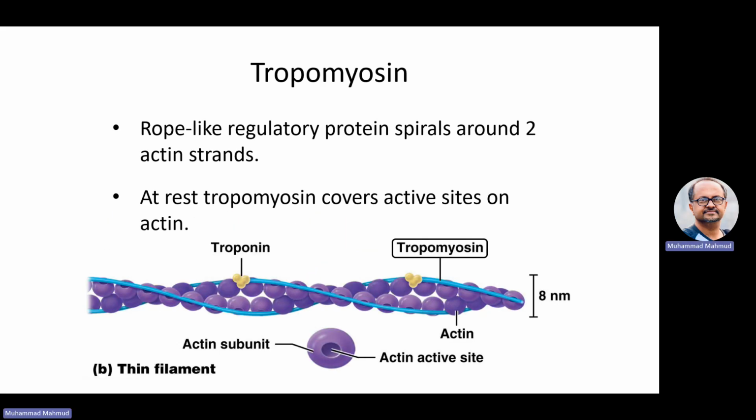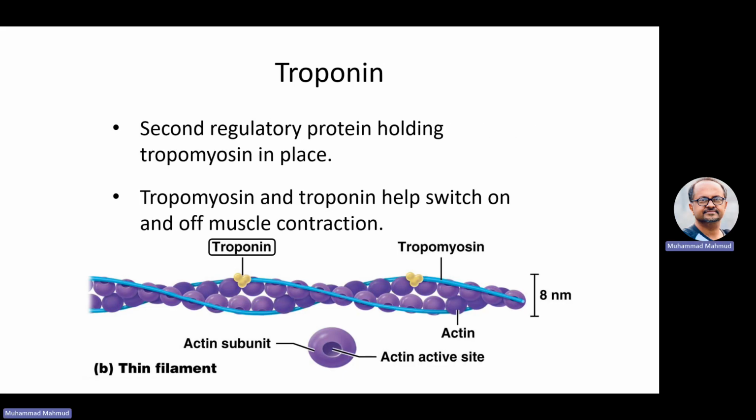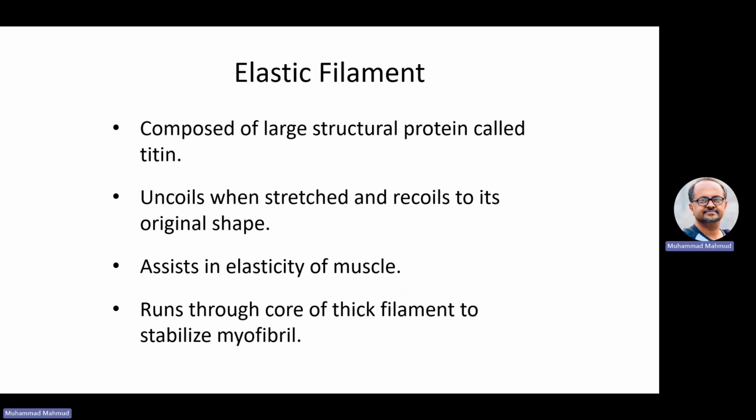Tropomyosins are rope-like regulatory proteins that spiral around two actin strands. At rest, tropomyosin covers all active sites on actin. And troponin, the second regulatory protein, holds tropomyosin in place. Tropomyosin and troponin help switch muscle contraction on and off. We'll come to that point, how it works with calcium.